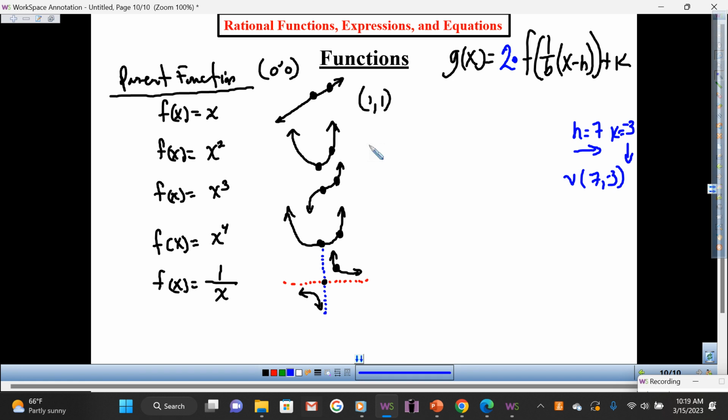What point is going to change? There's only 2 points, 0, 0, and 1, 1. Which one is going to change? 1, 1. And what's that going to change to, Jaden? Instead of 1, 1, it should be 1, 2.